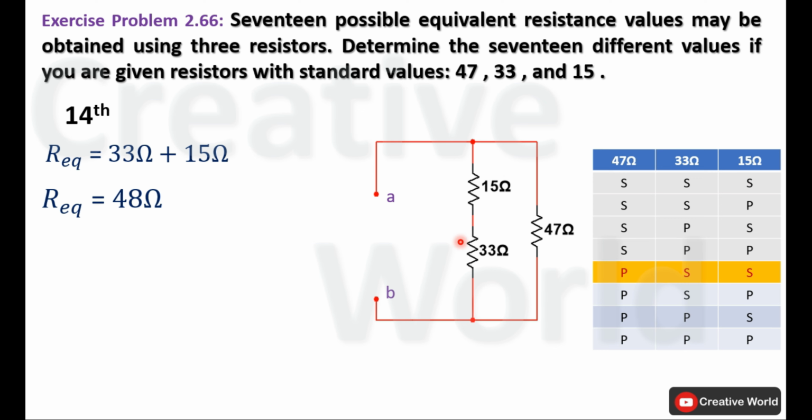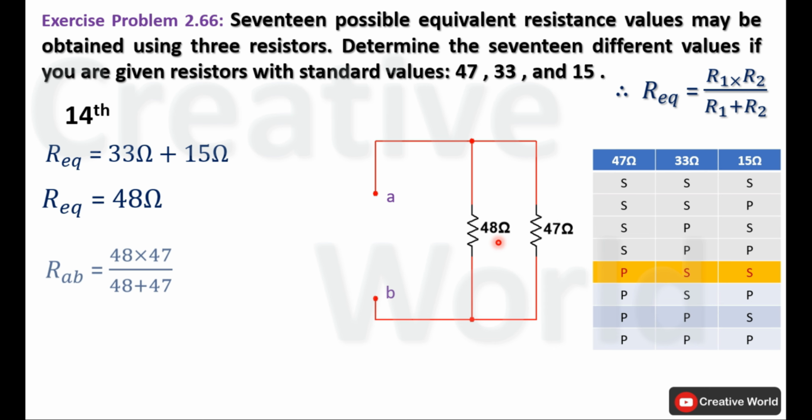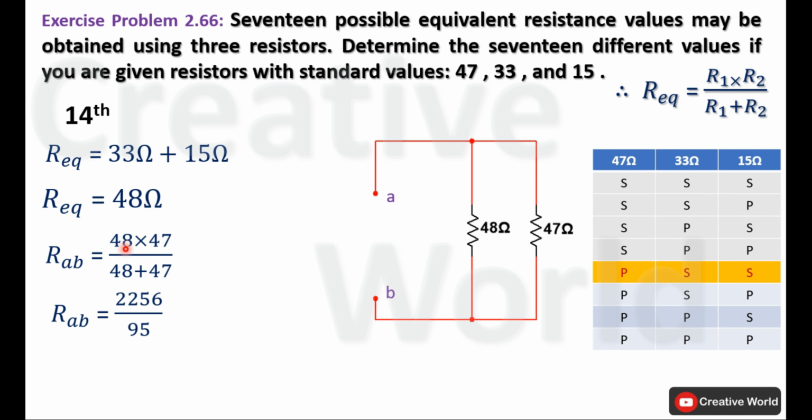Now replace these two resistances with their equivalent resistance. These two resistances are converted into parallel connection. Find their equivalent resistance using this equation. In this equation, R1 will be 48 ohm and R2 will be 47 ohm. Product of 48 and 47 will become 2256, and sum of 48 and 47 will become 95. Divide 2256 by 95. Value of RAB will be 23.74 ohm. Move to the next configuration.